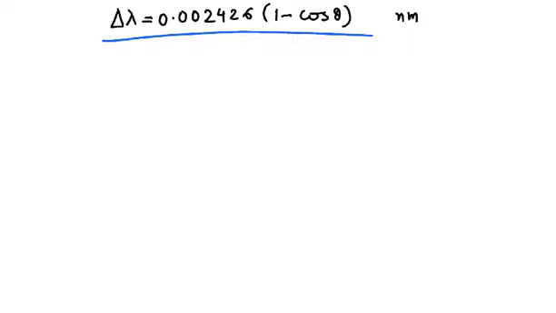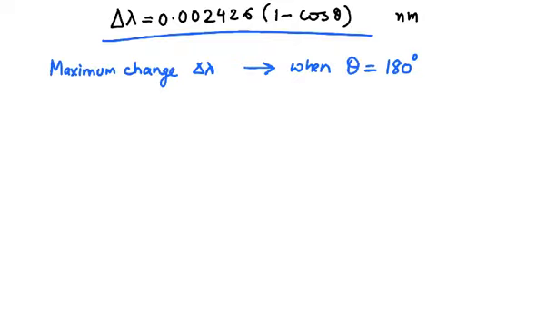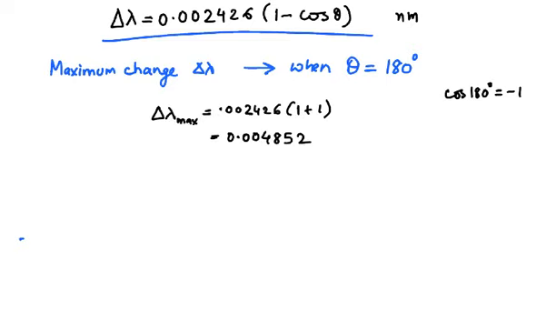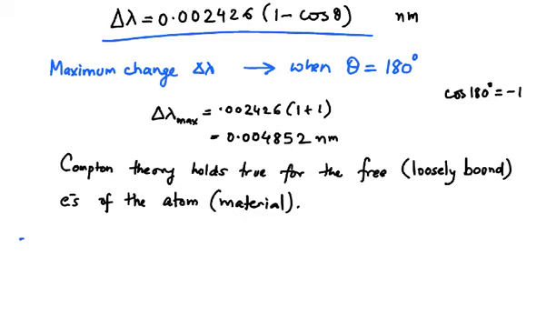If we plug in the values of h, mass of electron, and c, we can get this equation, and here the wavelength shift is in nanometers. We can clearly see that when theta is equal to 180 degrees, we get the maximum shift in the wavelength. That is because cos of 180 degrees is equal to -1. By substituting, we can calculate the maximum shift in wavelength to be delta lambda equal to 0.004852 nanometers.